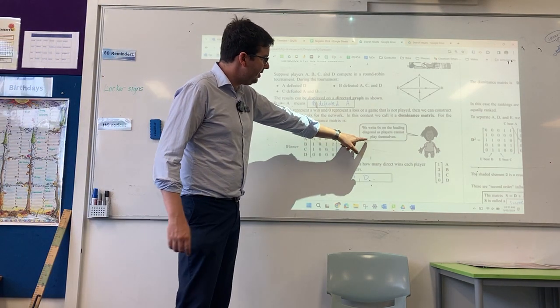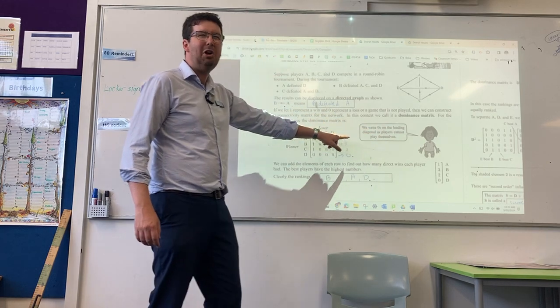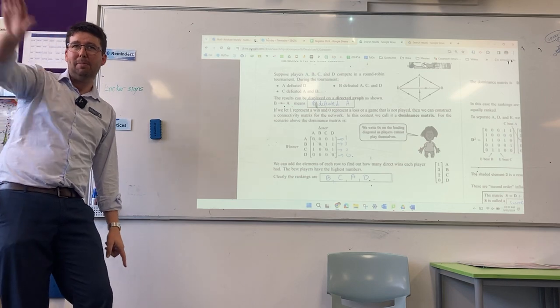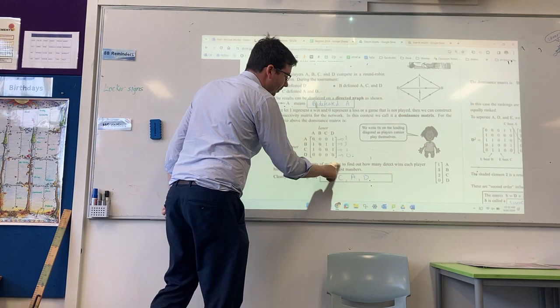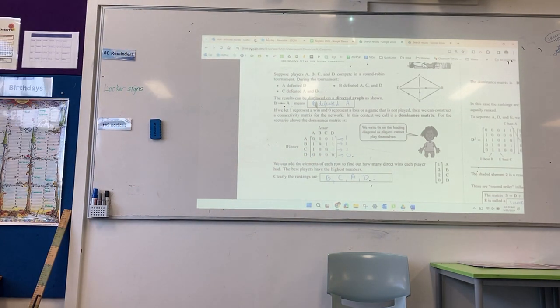What does this person say? We write zeros on the leading diagonal. What does the leading diagonal mean? I'm seeing people go like this. Yeah. The leading diagonal is that dotted line, isn't it? You can't play a game against yourself. So they're always going to be zeros.